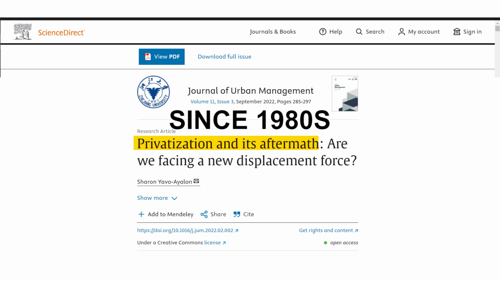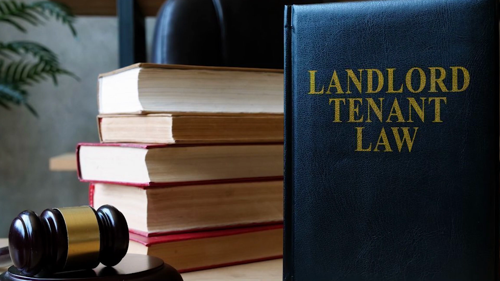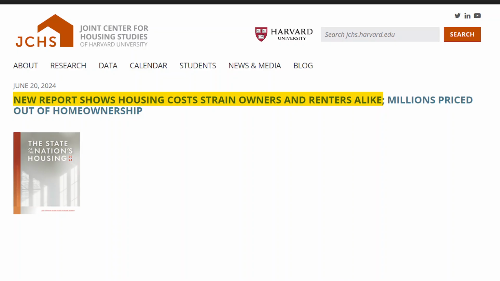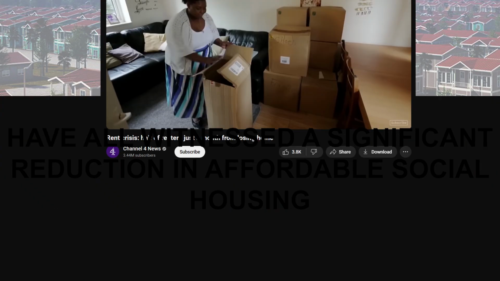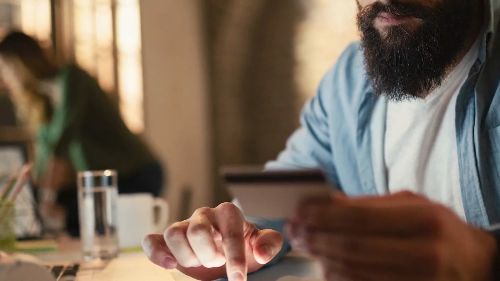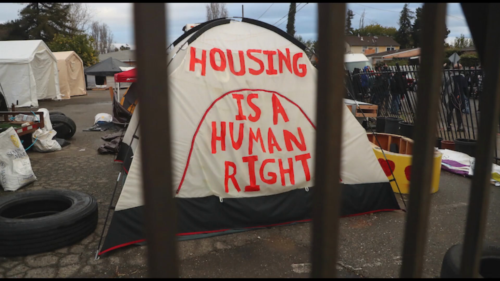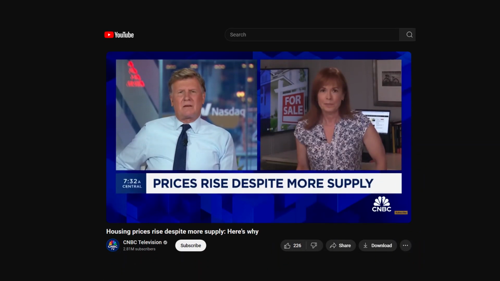Since the 1980s, decisions to reduce the stock of social housing, cut subsidies, and remove tenant protections have drastically increased housing costs. The Netherlands, the UK, and the US have all witnessed a significant reduction in affordable social housing, exacerbating the housing crisis and making home ownership a distant dream for many, particularly the younger generation. The sharp decline in social housing stock and government incentives promoting home ownership has led to a vicious cycle of rising rents and property prices, pushing even middle-income families to the brink.